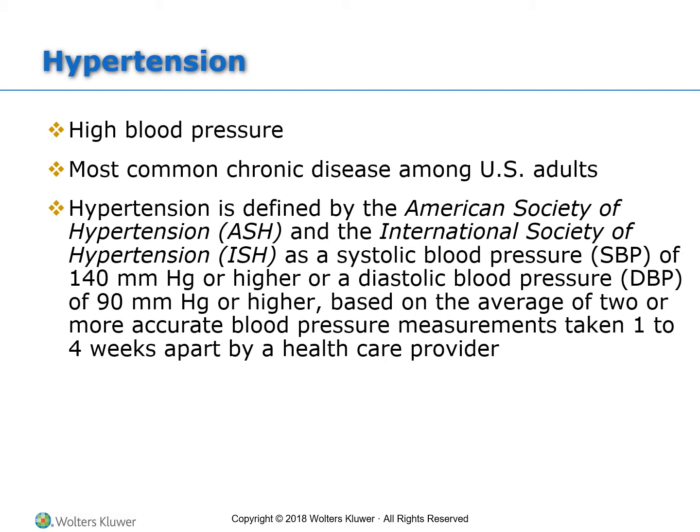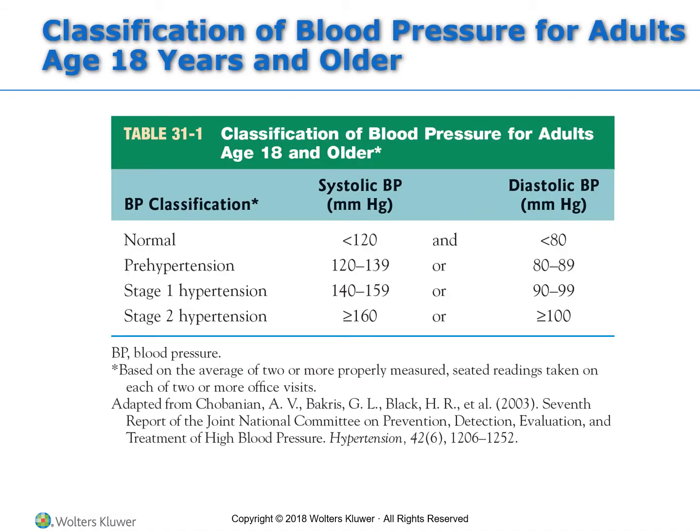So hypertension is simply high blood pressure. It is the most common chronic disease in the United States and most common among adults, but also is now being seen in children. Here's the different classifications for the adults ages 18 and over.